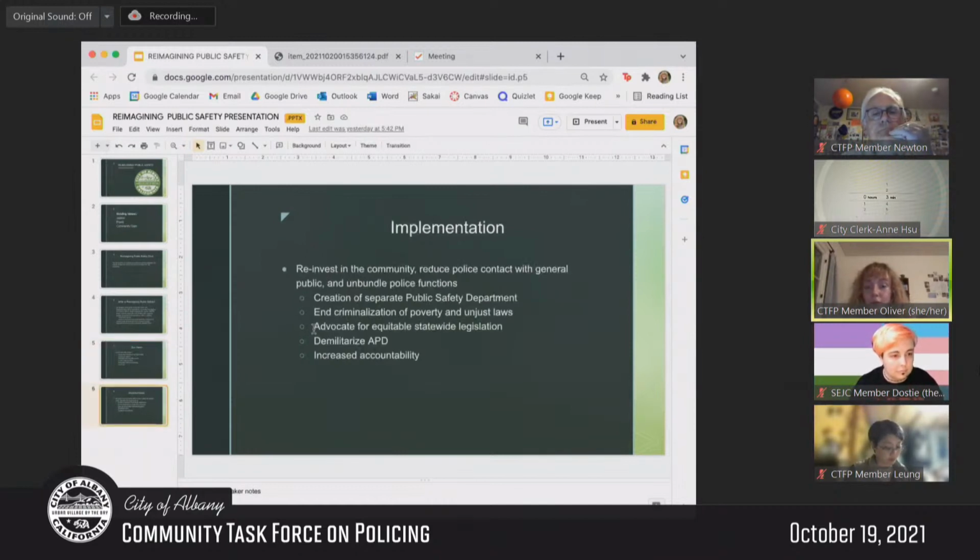And then finally, we wanted to talk about implementation. Implementation would include reinvesting in the community, reducing police contact with the general public, and unbundling police functions. Some of the sub steps of that would be creating a separate Department of Public Safety, as I previously discussed, ending criminalization of poverty and unjust laws, advocating for equitable statewide legislation, demilitarizing the Albany Police Department, and increased accountability. So this is a general overview of our vision with Reimagining Public Safety. And now I will hand it over to Member Hamady to review the resolution.